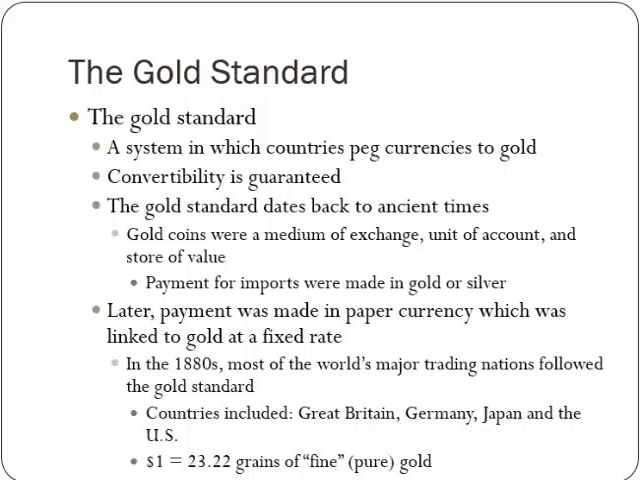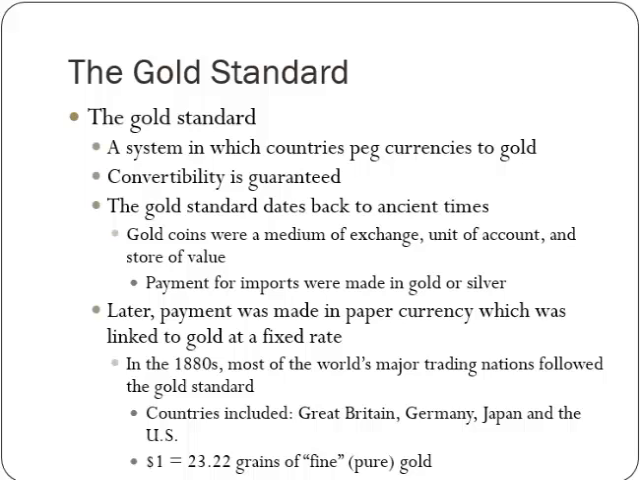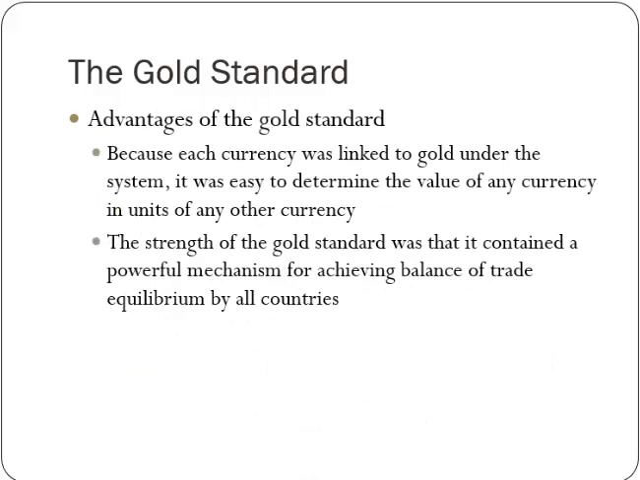Now later this was changed so that people aren't actually paying for things with gold. They instead use paper money or coins. But when this was first done, the idea was that the paper should stand in for gold. So the money, the dollar, should always reflect a certain amount of gold. And until the 1880s, countries including Germany, Great Britain, United States, etc., followed the gold standard, where $1 was 23.22 grains of gold. In other words, we had to have enough gold to back up every dollar that was printed. There were some advantages. For example, because each system was linked to gold, it was easy to determine the value of any other currency.